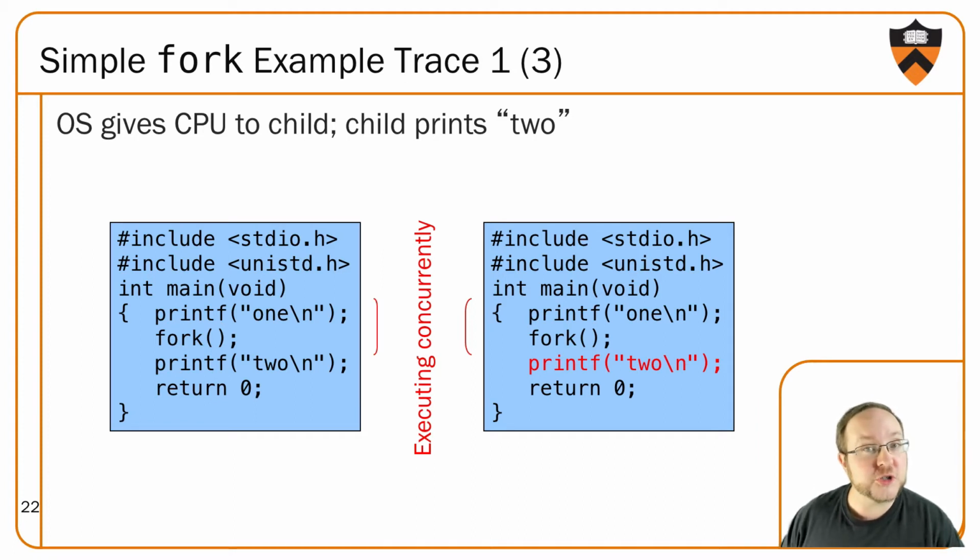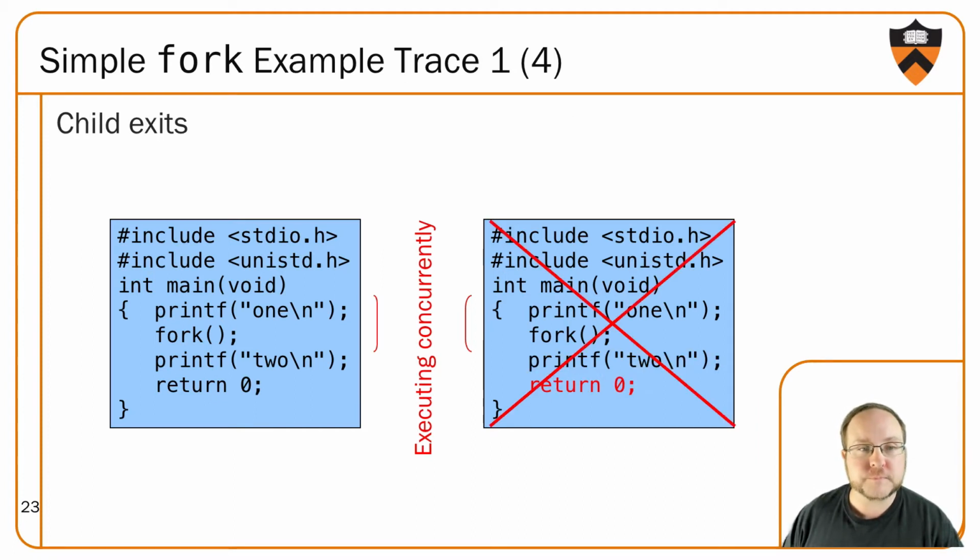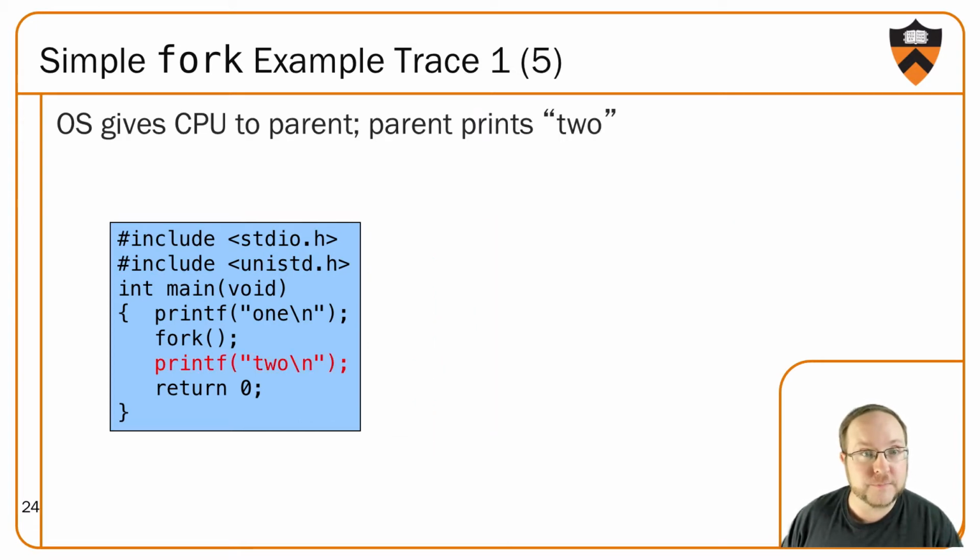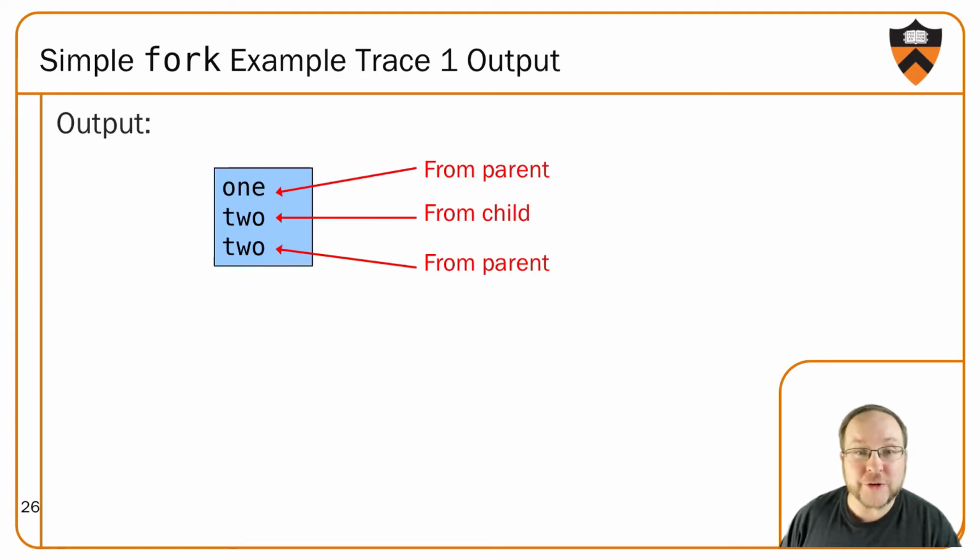Now the child prints 2 and a new line. After doing that, if it wasn't context switched away back to the parent, the child will exit. With no further contention from the child, the parent can then print 2 and a new line. And then the parent can return and exit. So the answer to our iClicker question was that 122 is printed as seen here.